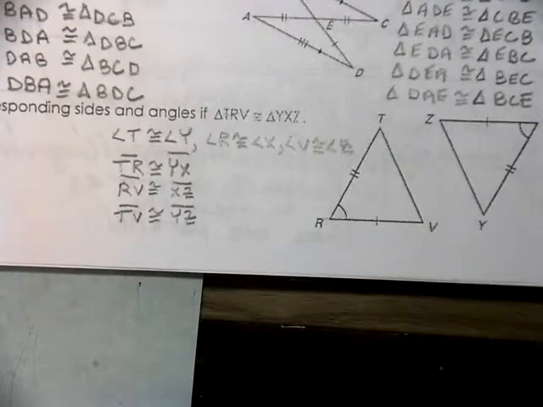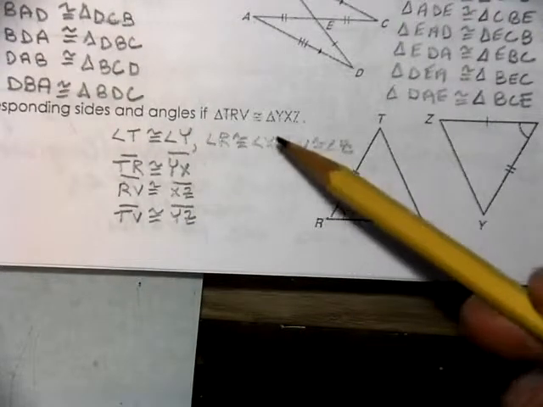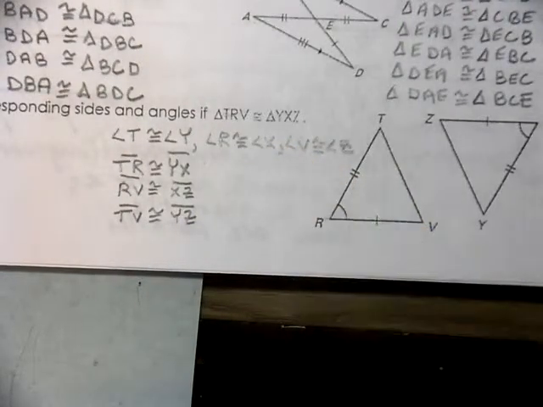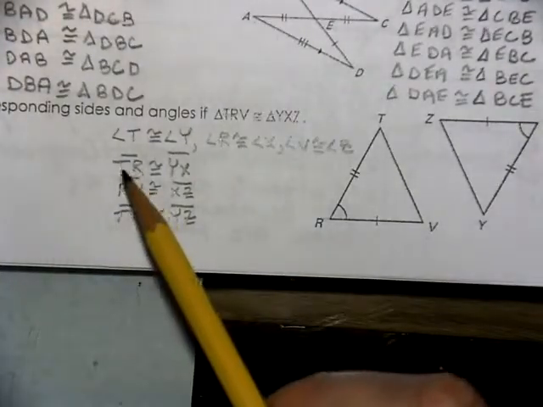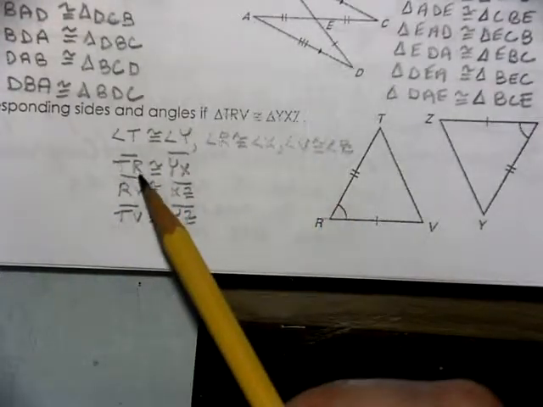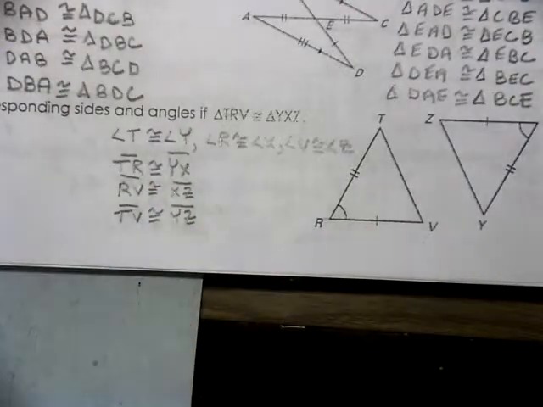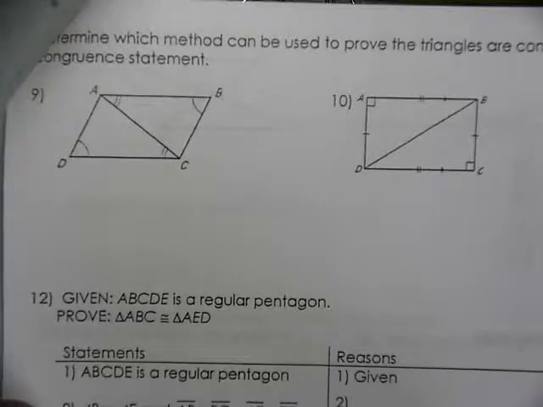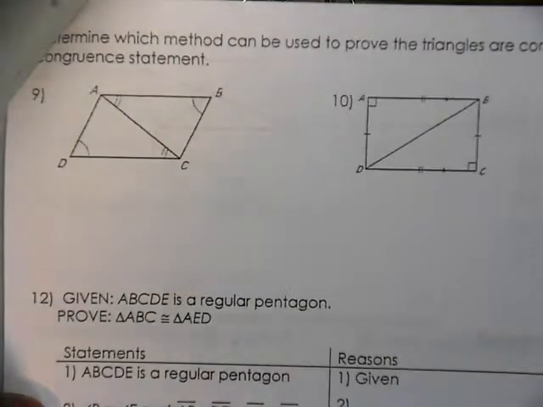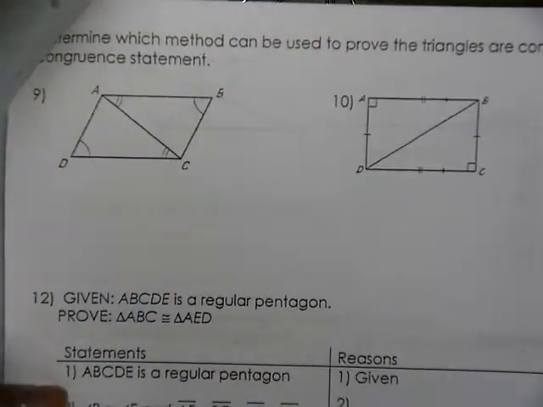You want the order to match also. So following your congruent statement is very helpful. You don't have to get confused by looking at the picture. So I listed all the pairs of congruent angles and all the pairs of congruent sides. So we're going to determine which method can be used to prove the triangle is congruent.